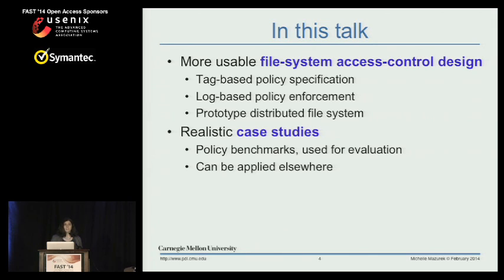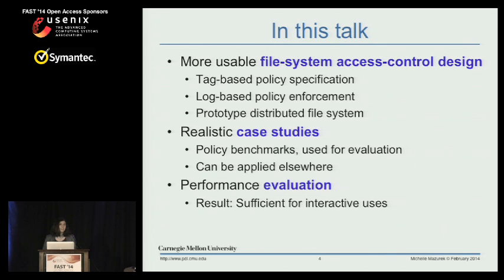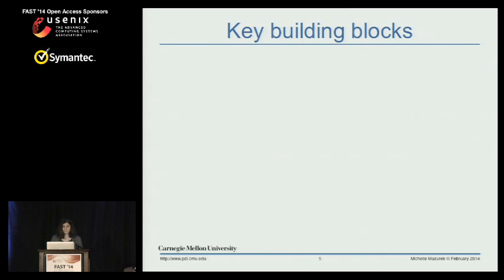So it turns out that evaluating this kind of system can be difficult for a lot of reasons. And so we put together these case studies drawn from real user studies that we've done, which provide benchmarks for the types of policy that we're talking about. And hopefully these benchmarks can potentially be reused by other people working in the same space. And then finally, I'll tell you a little bit about the performance evaluation that we did, where we found that this prototype system is sufficiently reasonable performance for the interactive use cases that we target.